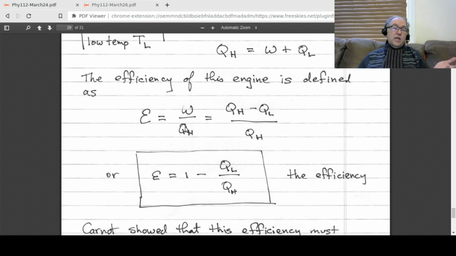So your efficiency is a number between 0 and 1, but it's limited by even more.